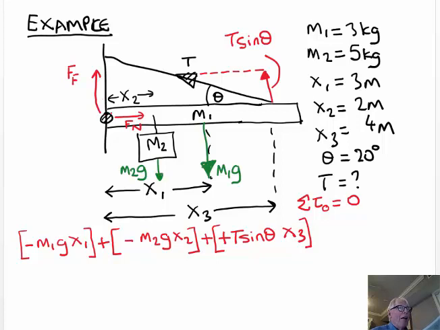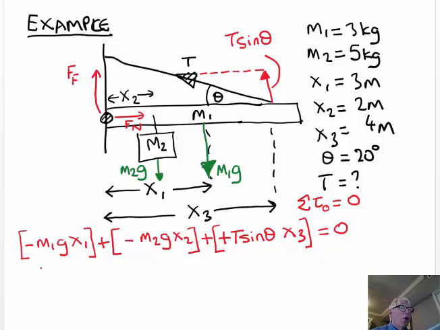FF has no lever arm, and so there's no torque. FN has no lever arm to the turning axis, and so there's no torque for that. So I've got all the torques and this equals zero. Let's put some numbers in.